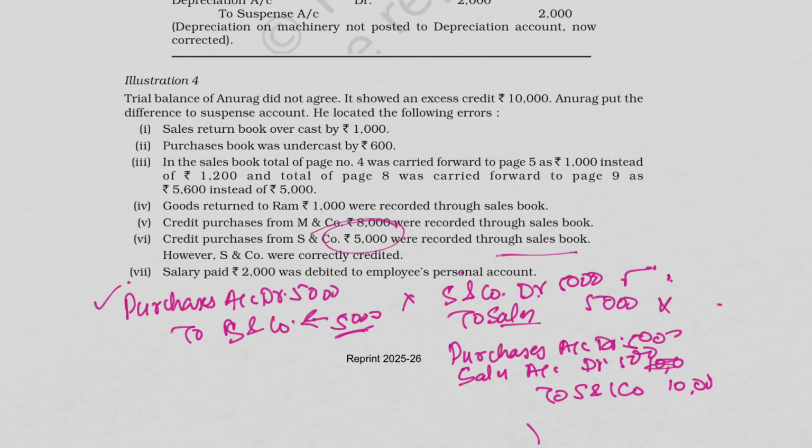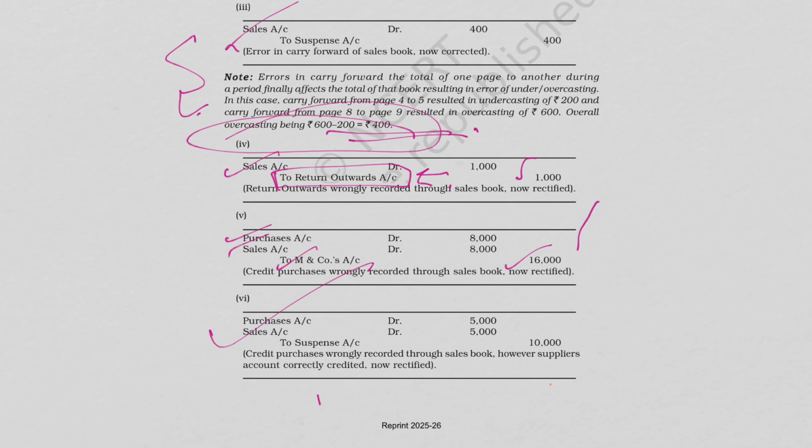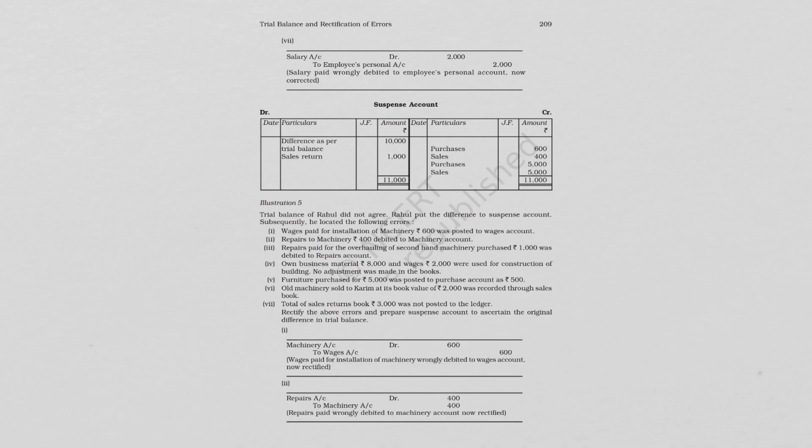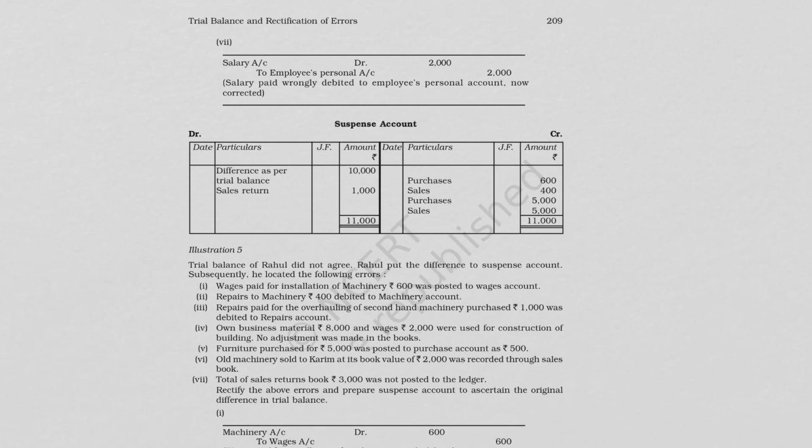Next, salary paid rupees 2,000 was debited to employees personal account. So salary account should have been debited. Employees personal account was wrongly debited. So to remove the wrong debit, we'll credit employees personal account. So suspense account, whatever suspense account have been passed, we'll post it here. This is our final balance.